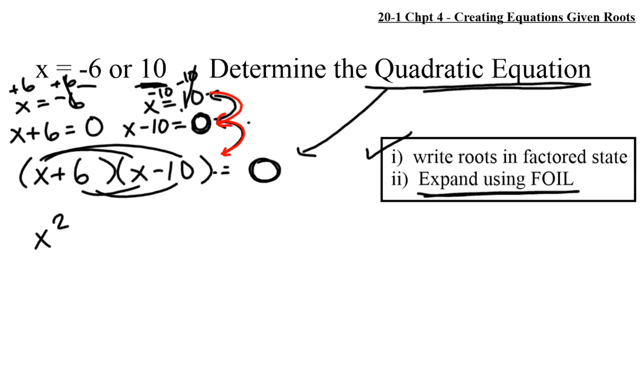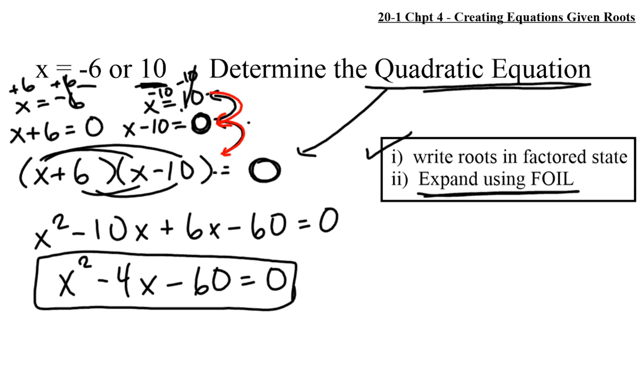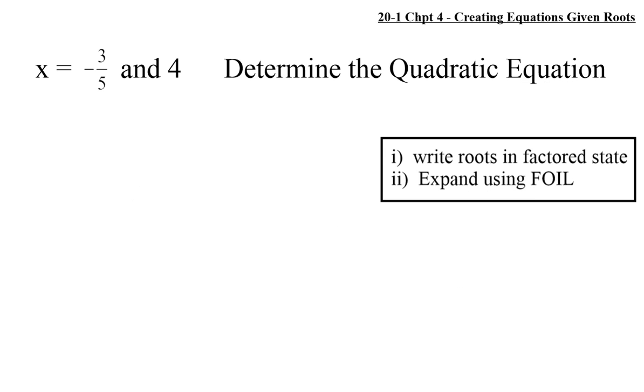And we end up with x squared minus 10x plus 6x minus 60 equal to 0. X squared minus 4x minus 60. There's the quadratic equation that will have x equal to -6 or 10 as roots. There you go. So, as long as you understand the process, it's not too bad.